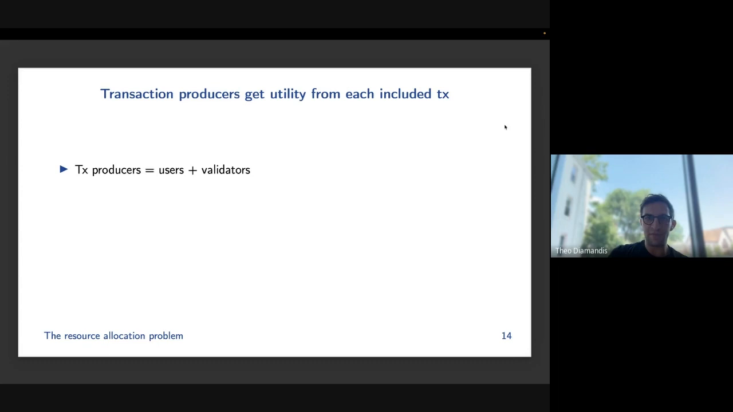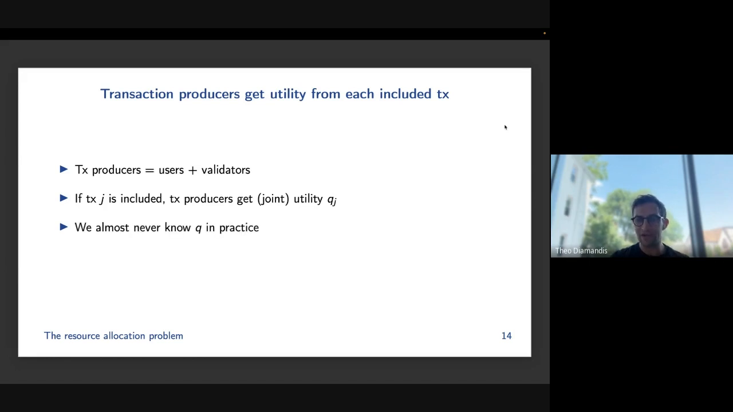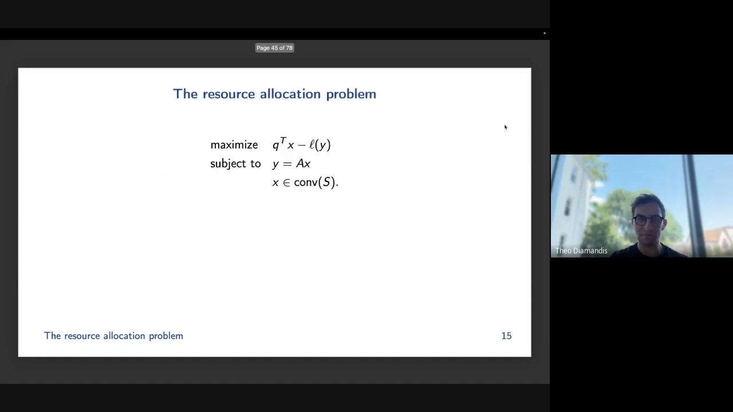So the final ingredient is we need some way to talk about the utility of transactions to the transaction producers. And this is going to clump together all the people that interact with the network. Like I said before, we're now considering the people that interact with the network, and the network, as the 2 players in this. And if transaction J is included, this group of people interacting with the network is going to get some joint utility, Qj. Of course, we almost never know Q in practice, but we'll see that the network doesn't need to know Q as long as people are behaving, not even rationally, but in a utility maximizing way.